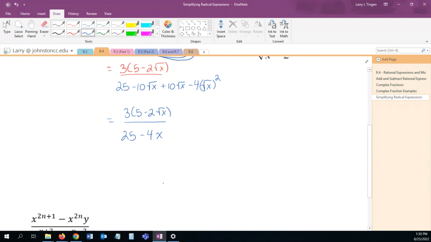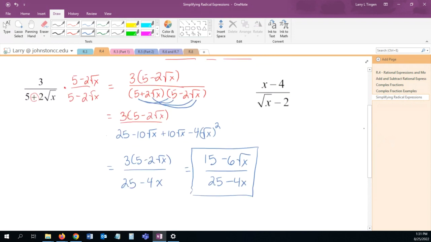Okay. And can I do any more than that? I could distribute the 3 if I wanted to, but there's no need. So that's it. 15 minus 6 root x over 25 minus 4x. And again, remember, the goal here was to rationalize the denominator. The answer does not have to be pretty. In fact, it's not. And that is absolutely fine.